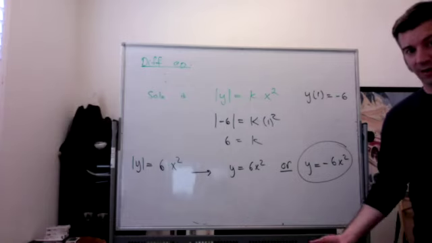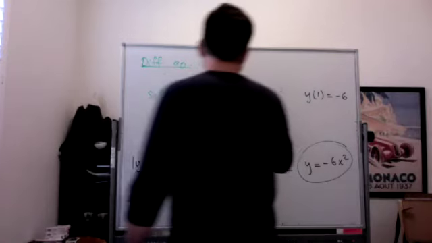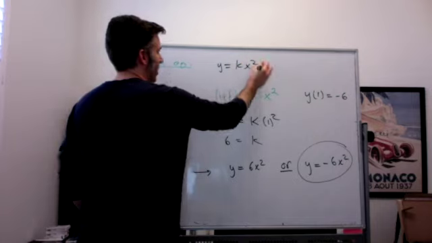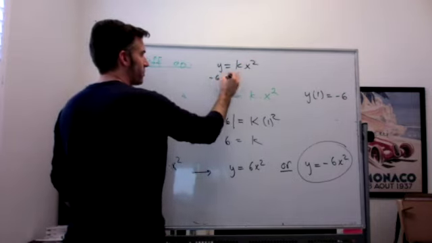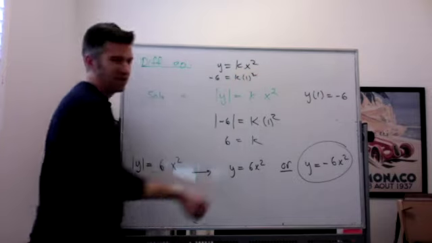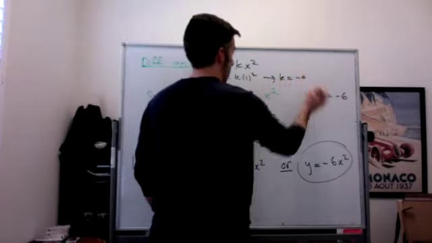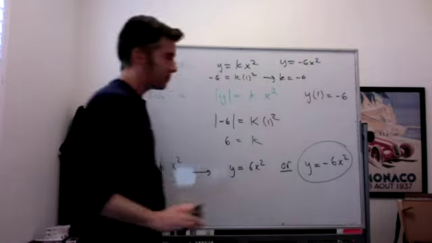Now, here's the story. We could have avoided all this by just saying, I'm going to ignore the absolute values, say y equals kx squared, plug in 1 for x and -6 for y, and then you get k equal to -6, which gives us y equal to -6x squared.